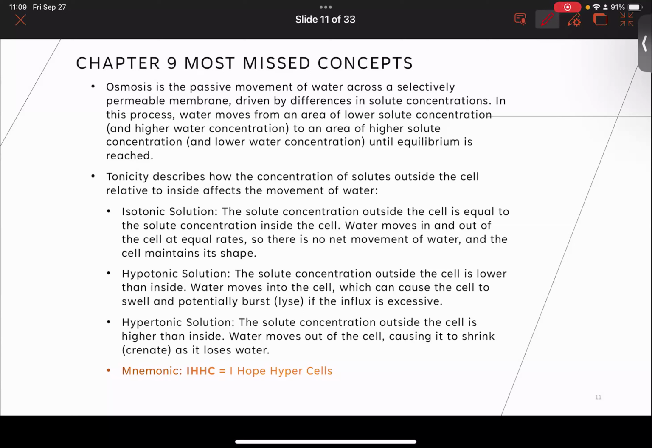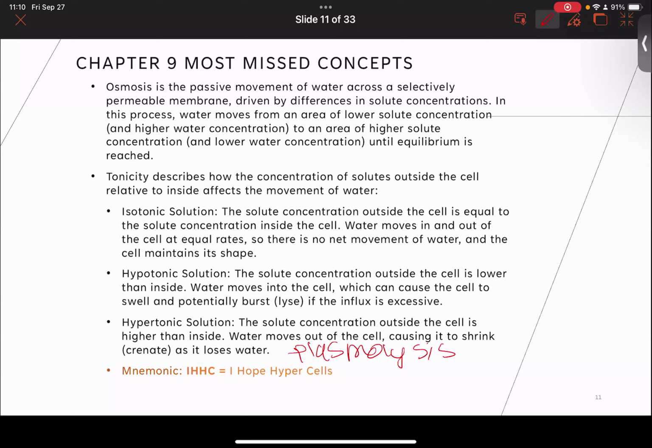Hypertonic solution: the solute concentration outside the cell is higher than what is inside. Water will move outside of the cell and cause it to shrink. It says crenate. That's not something you really need to know the term of, but that is the word for it. The cell will lose water and eventually could lead to, like we said earlier, plasmolysis. That's overly shrinking the cell, and that can lead to cell death.